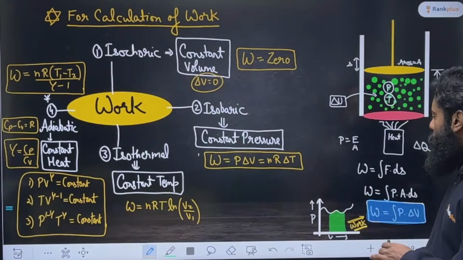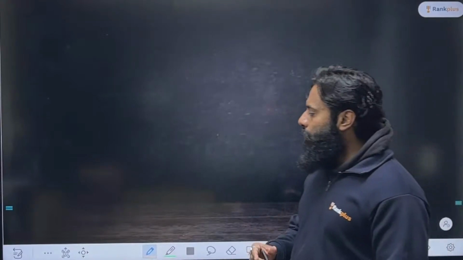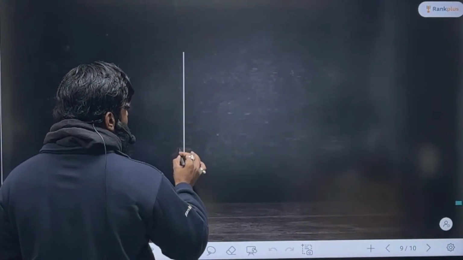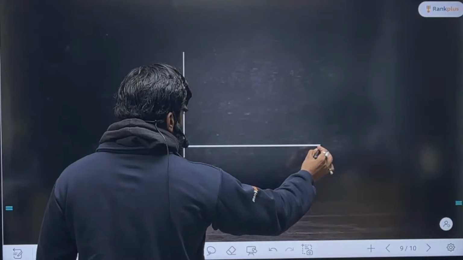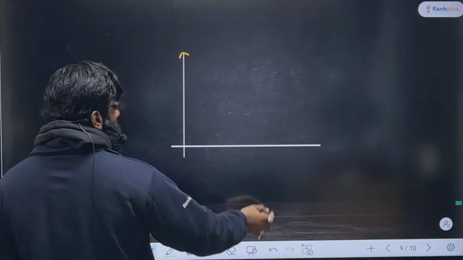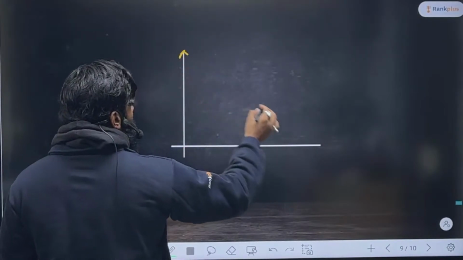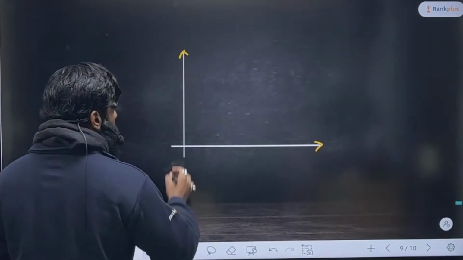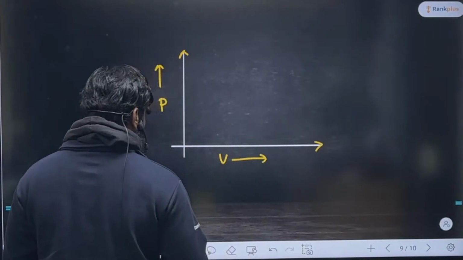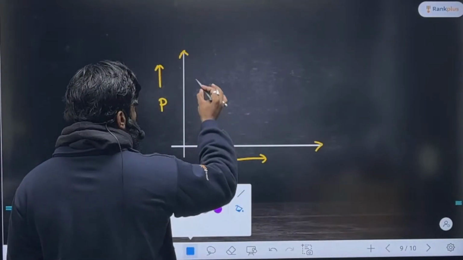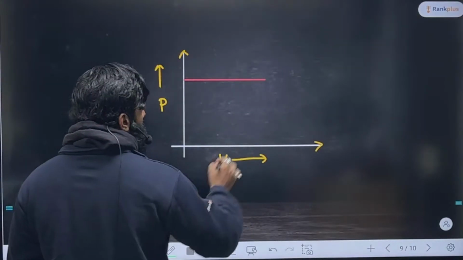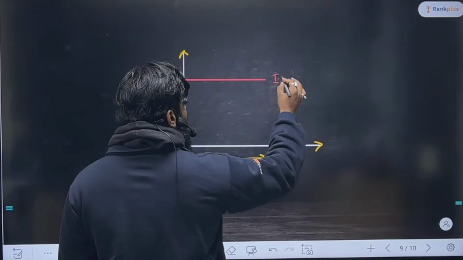And other than that, what you need to know is the graph. If you are seeing a graph, can you identify which graph is for an isobaric process, an adiabatic process, or an isothermal process? So I'm considering the PV graph. Okay, now let me first draw this thing. This graph is for, tell me, isobaric.